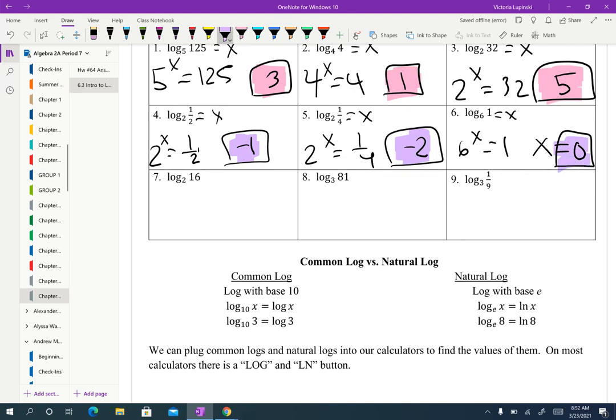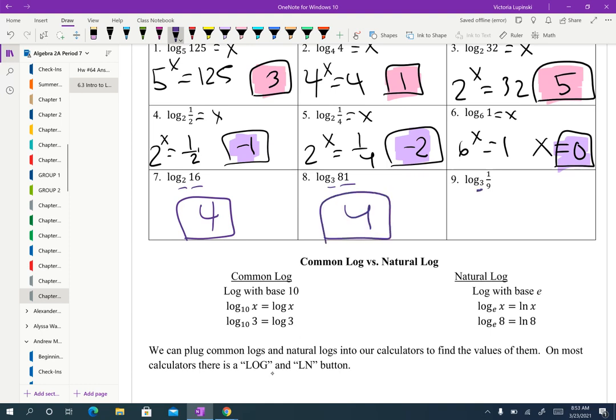And again, as you get better at these, it's possible you might not have to show any work, and that's fine. So log base 2 of 16, again, if you want to try to do it without writing anything, you're asking yourself, 2 to what power is 16? It's the power of 4. Log base 3 of 81, 3 to what power is 81? That's also the power of 4.